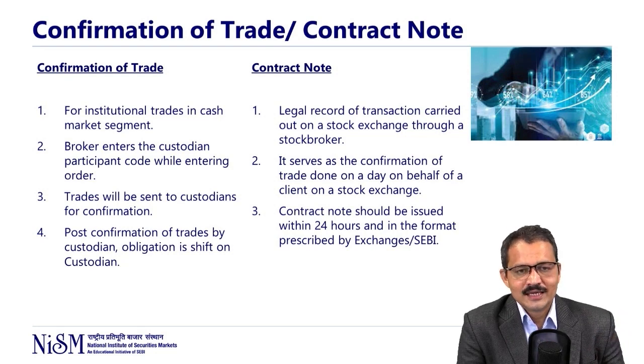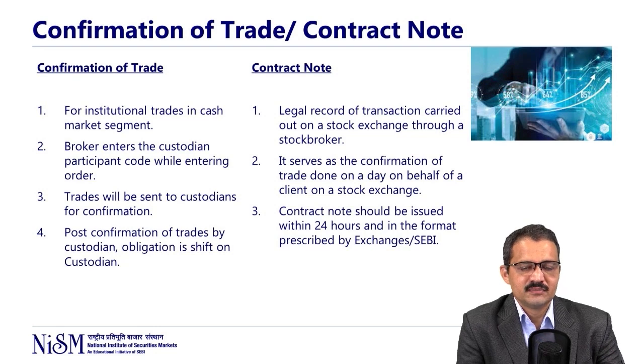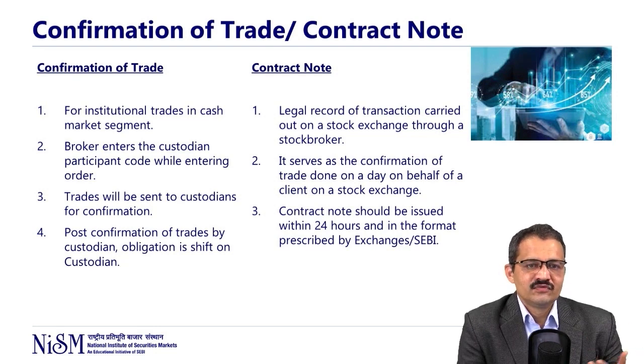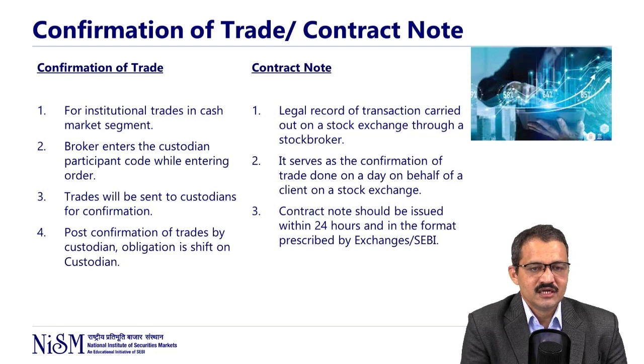We have seen that at the time of order entry, there is a facility for a broker to enter a custodian participant code. What is the idea of this custodian participant code? It tells two things: that this trade will be settled by a custodian, and which custodian is going to settle that trade. So when a broker enters an order with a custodian participant code, and the trade gets executed, the trade will move to the custodian for confirmation. It is not automatically confirmed by the custodian.